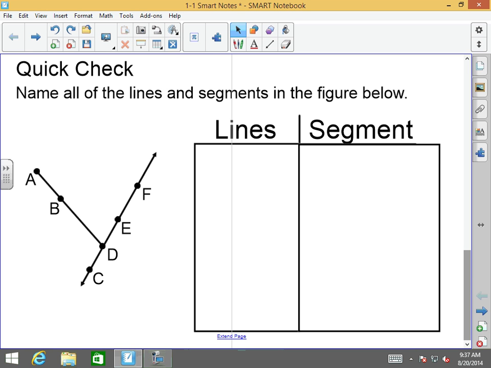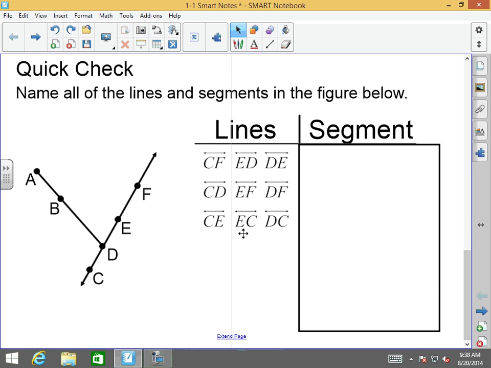What else? We got CE. Yes, sir. DF. What else? Can I also use FD? Yes. Remember, if you name one, like, for example, CF, that means FC is going to work as well. If you say CD, that means DC will work as well. If you say CE, that means EC will work as well. Does that make sense? You can always change the order of them.